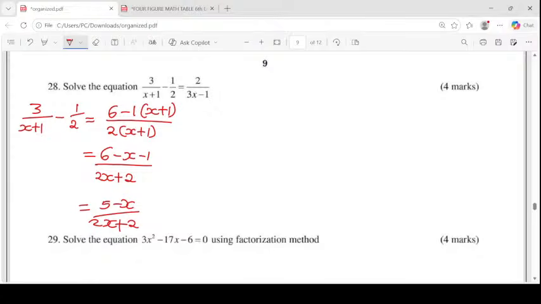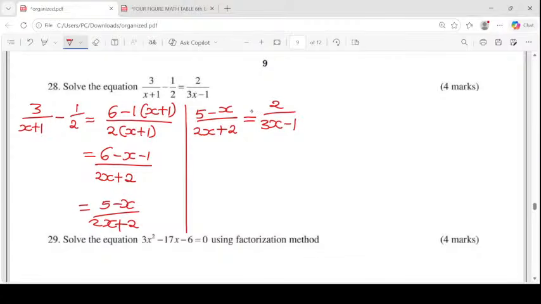So I've reduced the left hand side of my question into a single fraction. Now I can equate these two fractions with ease. I can now take 5 minus x all over 2x plus 2 and say this should be equivalent to 2 over 3x minus 1.